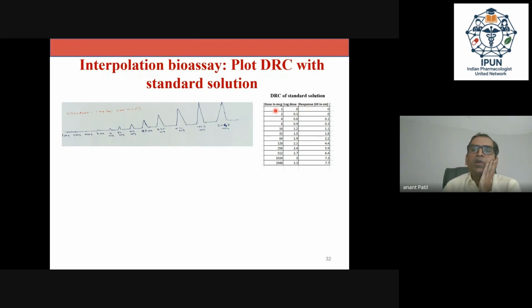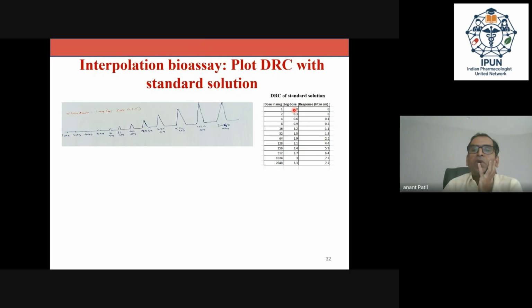The second step also is the same. The dose is known to me. But when I want to plot that on a semi-log graph or the semi-graph paper, the numbers are very high, 1 to 20448. It would be difficult for me to plot them on the graph paper. So what I do is I convert them into log dose. You can see these numbers become very small.